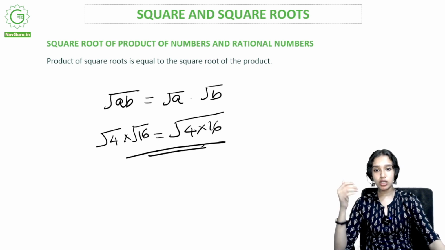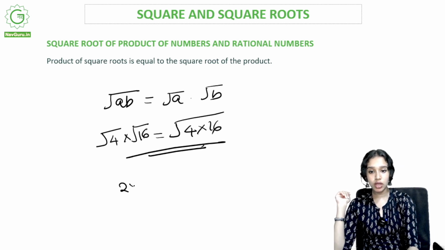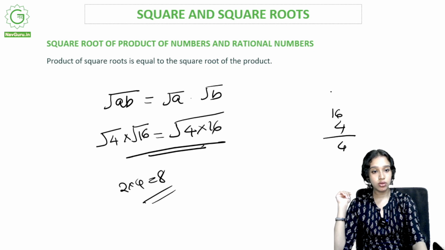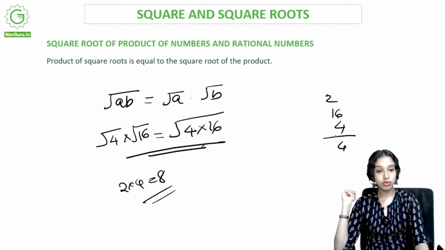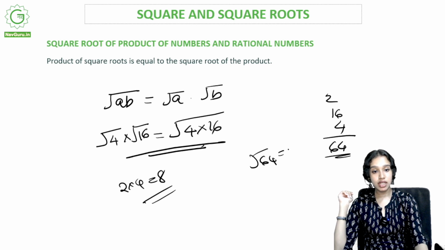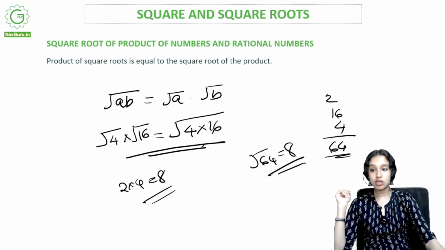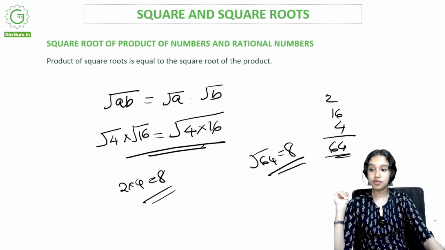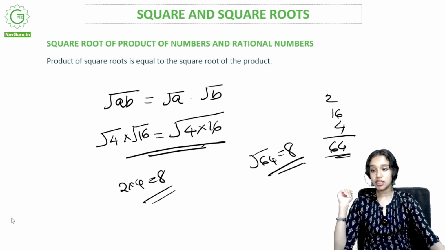Now, if you want to check it, we could check it. This is 2 and this is 4. This gives us 8. And 16 into 4, 6 4s are 24. 4 2s are 8... 4 ones are 4. 4 plus 2 is 6. Root of 64 is 8. So this is the rule. Now, let's move on.